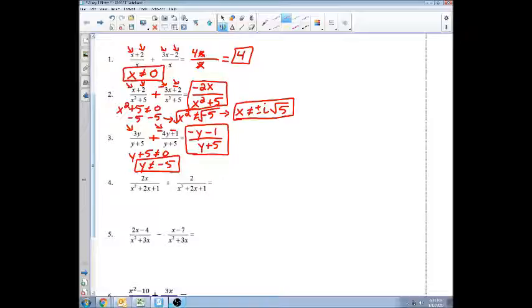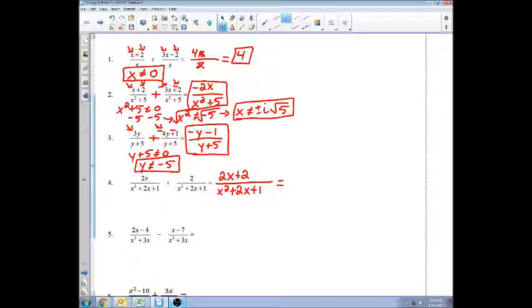Problem 4, because my denominators are the same, I can add 2x and 2 together. But since they are not like terms, they will just stay 2x plus 2. I'm going to rewrite my denominator, x squared plus 2x plus 1. Now, I do not have a denominator that will allow me to find a restriction. So what I need to do now is go ahead and check and see if I can factor. Both the numerator and the denominator can be factored.